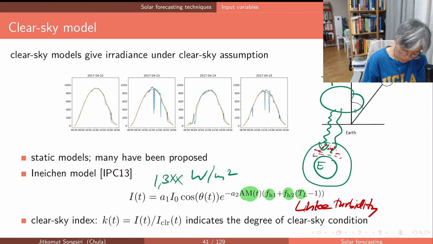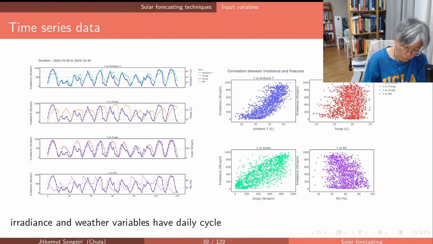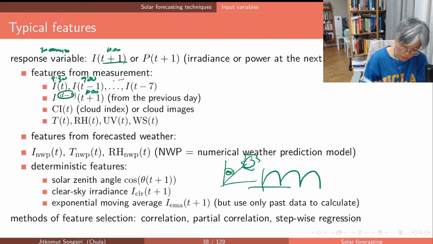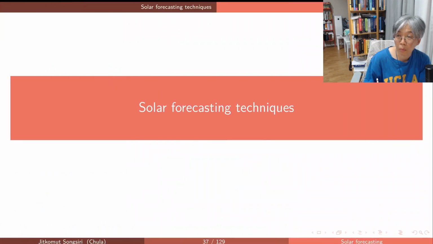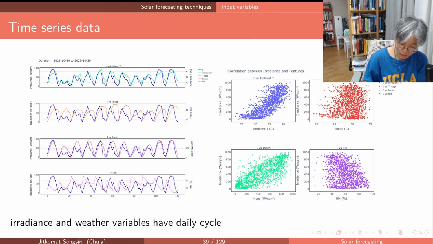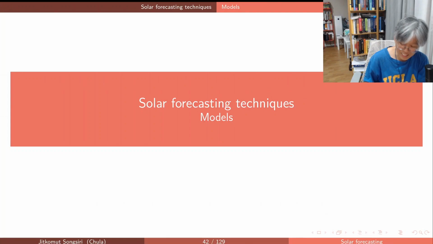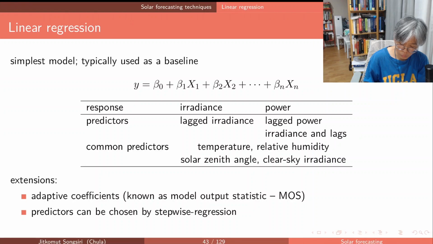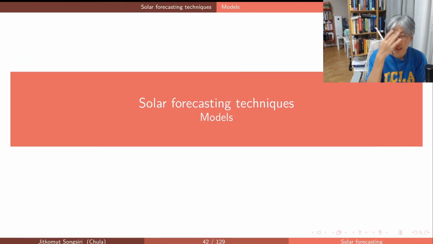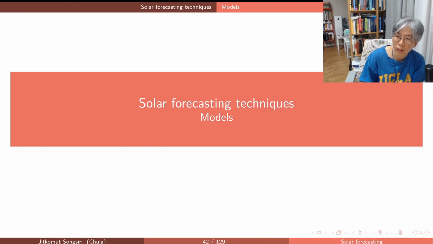So that's all the feature information that you can use to develop a model. In the next video, I will explain the solar forecasting techniques overall, and we will give the details of training the machine learning model.